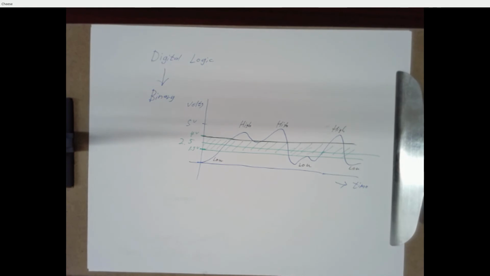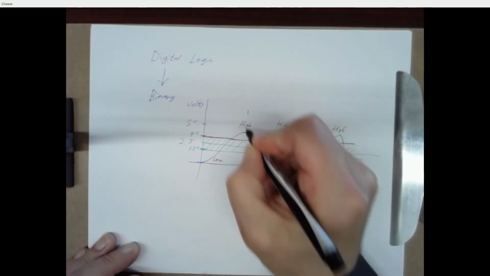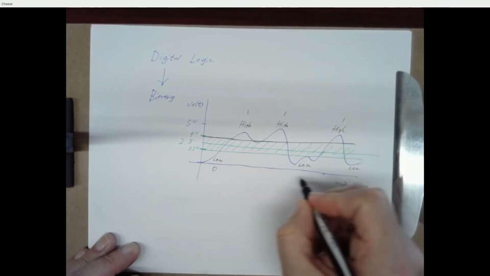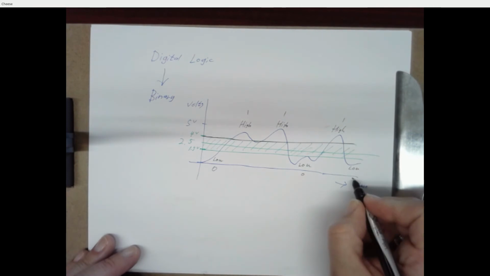And if we see the whole world as everything is either high or low, it's very easy to represent that. We can represent that with a single piece of information, something we call a bit. So we could use the value 1 to represent high and the value 0 to represent low.